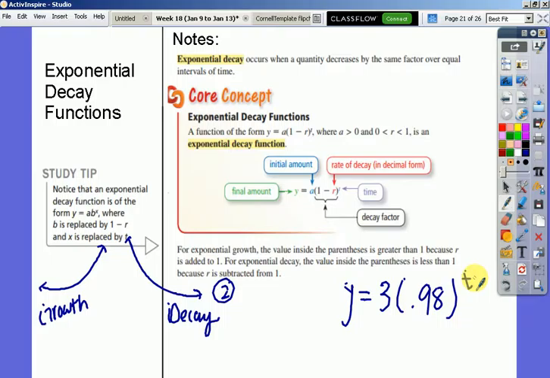It says an exponential decay function is a function of the form y equals a times the quantity 1 minus r raised to the t, where a is greater than 0. So a still has to be greater than 0. And r is between 0 and 1. So it's a decimal that is less than 1, so 8%, 80%, etc., 0.8, 0.08. And that is an exponential decay function. Everything else is pretty much the same, except for 1 minus r as opposed to 1 plus r. Do you have any questions? All right, let's move on.